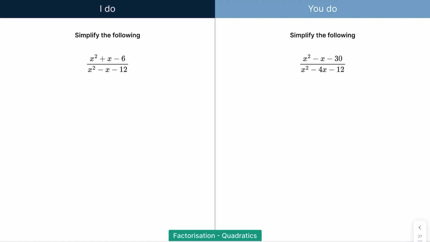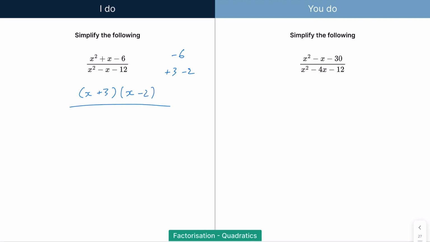We are looking for two numbers that multiply together to give us 6, that add or subtract to give us the positive 1. Oh, I've put that at the wrong place. So we need a minus 6, so 3 and 2. Can that get us there? Well, yes, it can. So that'll be plus 3 minus 2.